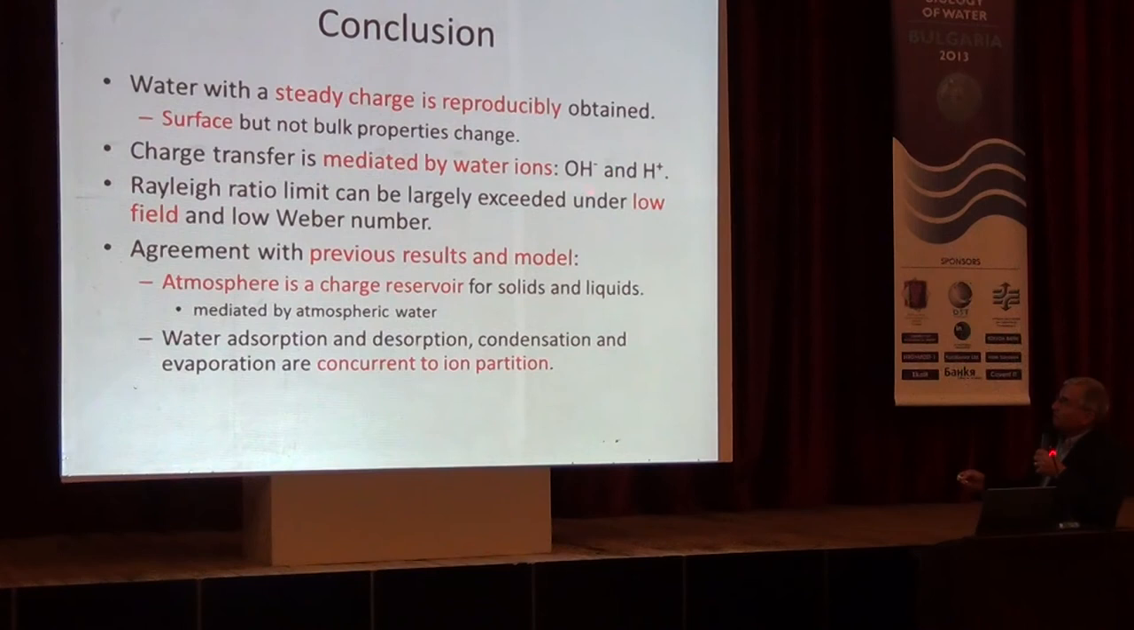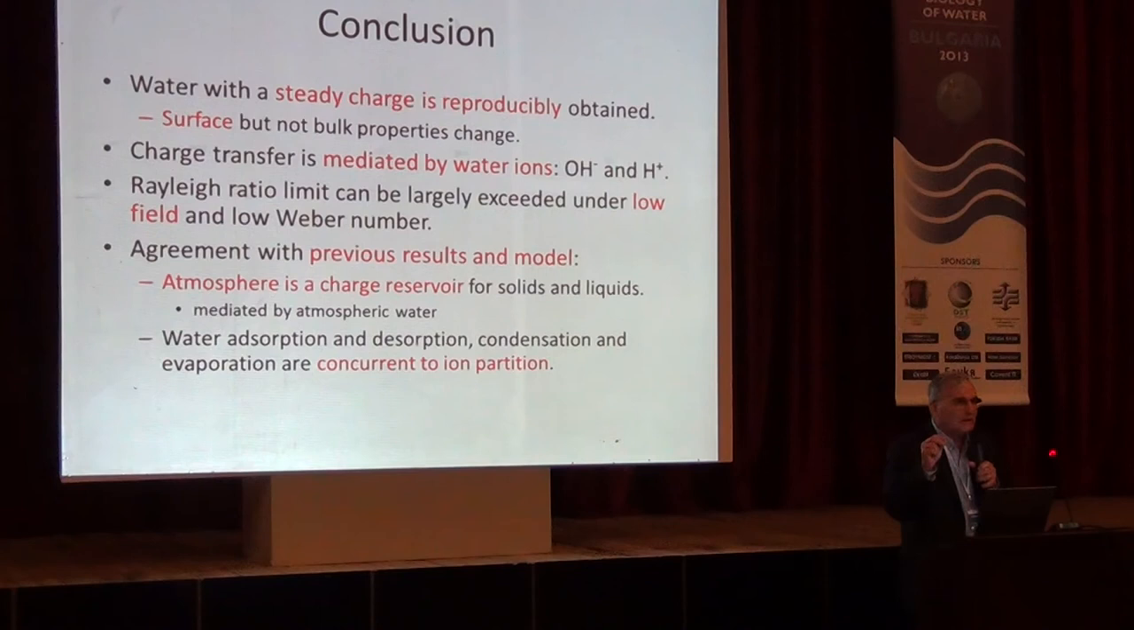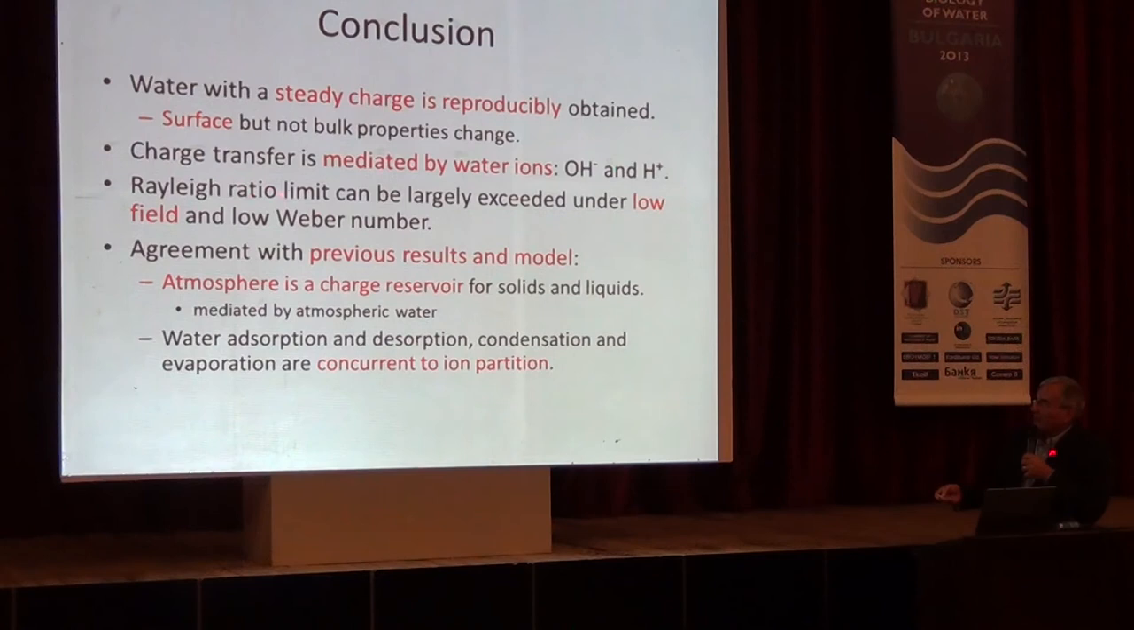Rayleigh ratio limit. The Rayleigh ratio is a number that gives you the voltage at which a drop of liquid should explode, should undergo Coulomb explosion. And it's given by a limit, and we found that this can be very largely exceeded under low field. There is always a confusion in this area between field and potential. Of course, they are interdependent, but they do not work exactly the same. And also low Weber number, which is another dimensionless number.